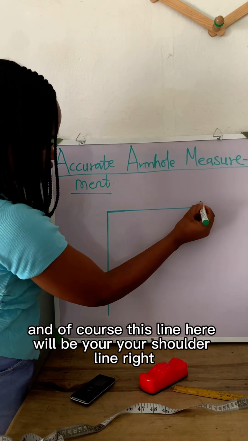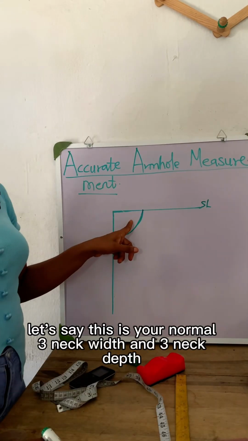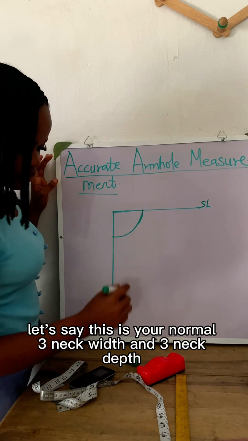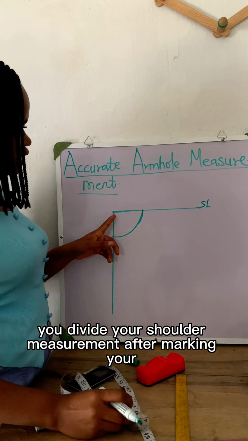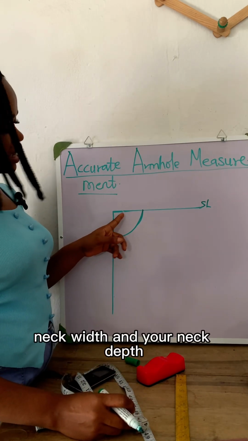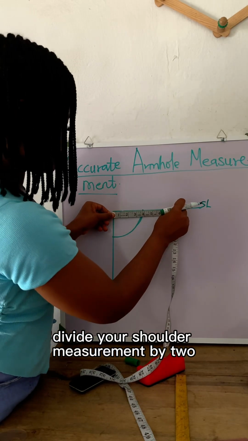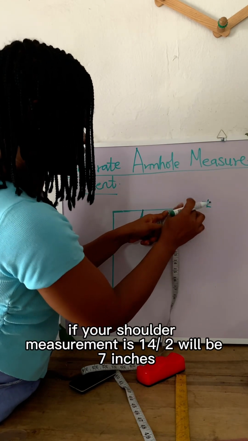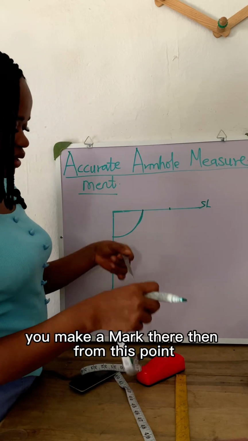This line here will be your shoulder line, right? Let's say this is your normal 3 neck depths and 3 neck widths. Then of course, divide your shoulder measurement by 2, after marking your neck width and your neck depth. If your shoulder measurement is 40, divided by 2 will be about 7 inches. You make a mark there.